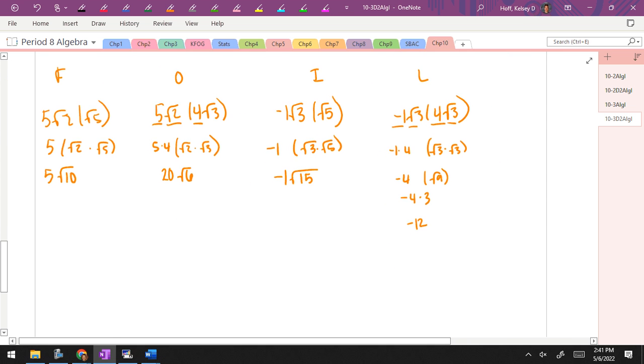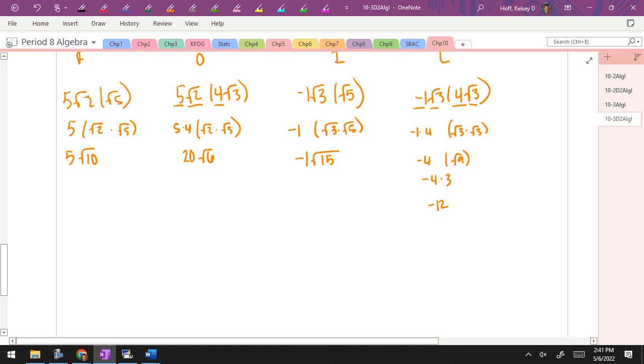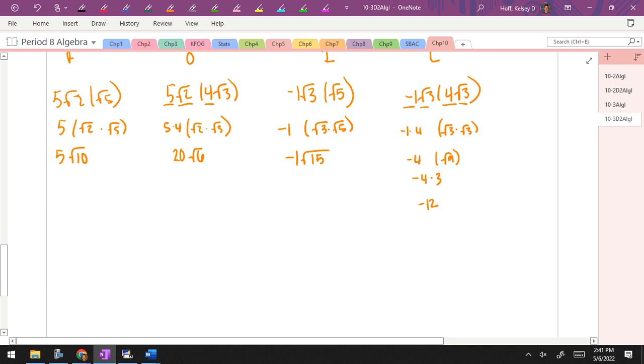Okay, now that you've got all 4 pieces, how do you write your final answer? Yeah, just combine them. There's nothing that you can add or subtract together. 5 square root of 10. This is positive, so plus 20 square root of 6. -1 square root of 15. And this is a negative, so minus 12.